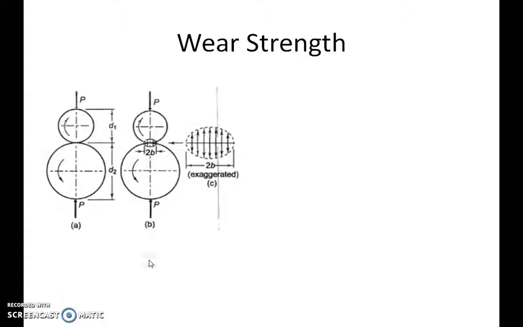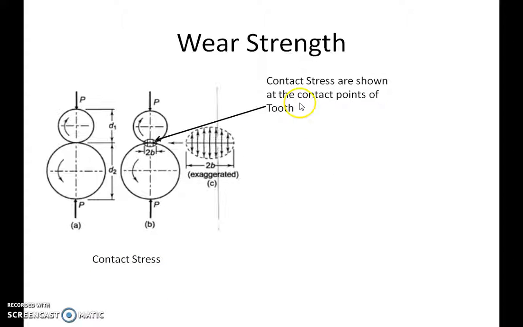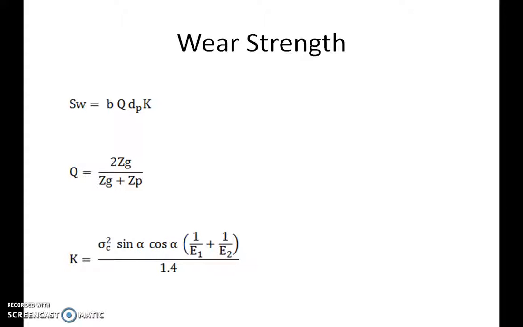Next is the wear strength. For wear strength, two cylinders are considered. These represent the sector of the gear tooth, and this zone is under compression. Therefore, it is evaluated as a contact stress, by contact stress check. Contact stresses are shown at the contact point of the tooth. Wear is considered to be an important issue for the gear tooth.